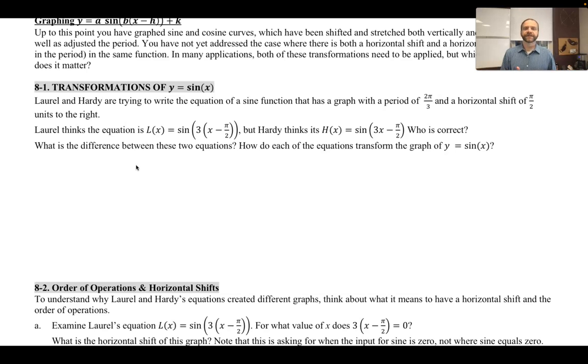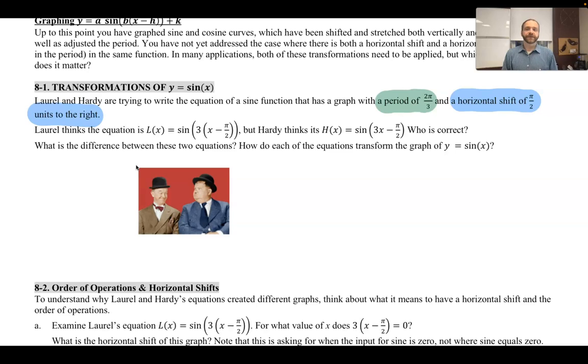And I have certain pieces of information that are important to me. I know that I'm dealing with a period change of 2 pi thirds and a horizontal shift of pi halves units to the right. And so that's what I want to keep in mind. And so we are, again, trying to figure out who's going to be right. Laurel thinks that his equation is going to be sine of the quantity, 3 times the quantity, x minus pi half. So Laurel is using a lot of parentheses, and that's important.